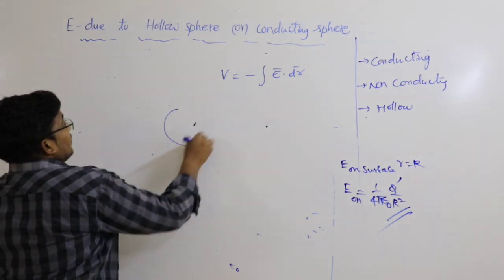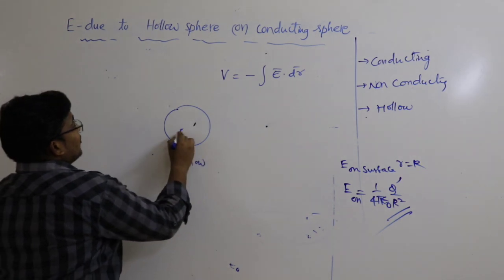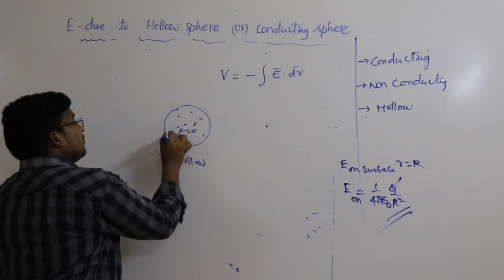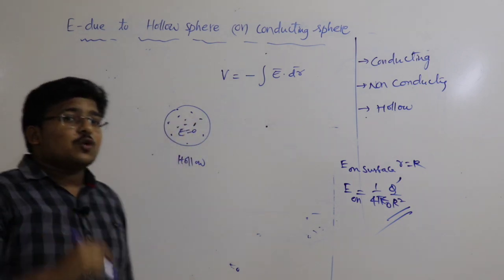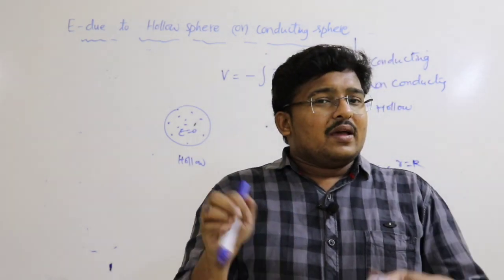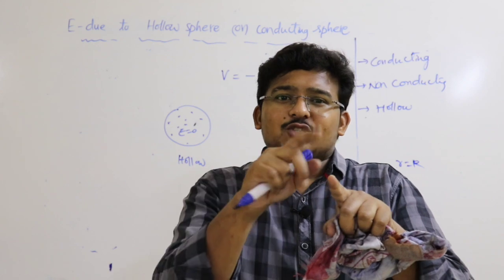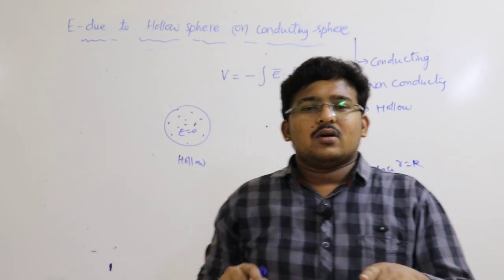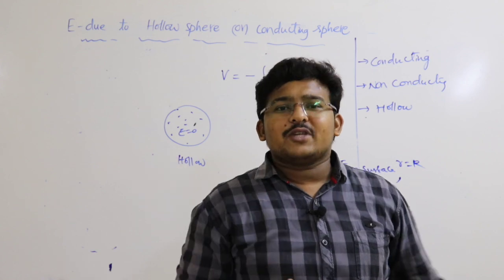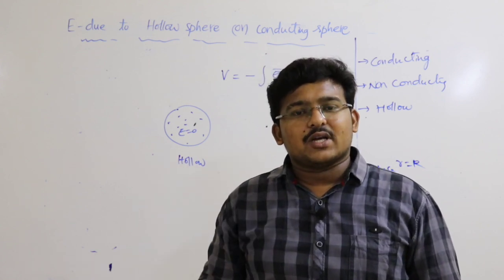See, for a hollow sphere, electric field is 0 inside. At every point you can take, field is 0. Field is 0 means field is not created. Between 2 points, if potentials are the same, say 20 volts and 20 volts, there is no difference. When potential difference is not there, how will electric field be generated? You know that electric field is generated from high potential to low potential.